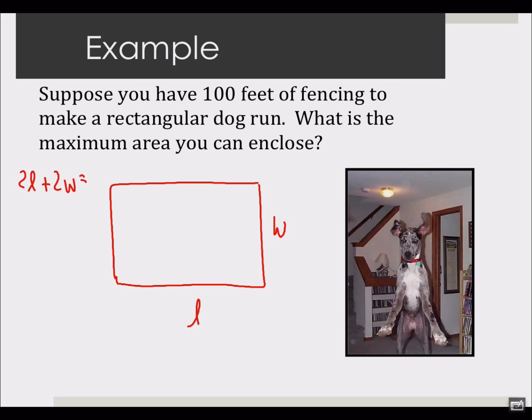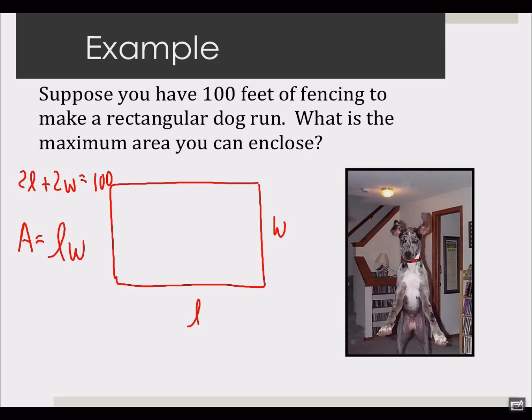And what does that equal in this particular problem? 100 feet. Good. So one equation, not solvable. Second equation, what we're looking for is the maximum area. 2 equations, 2 unknowns, should be solvable.